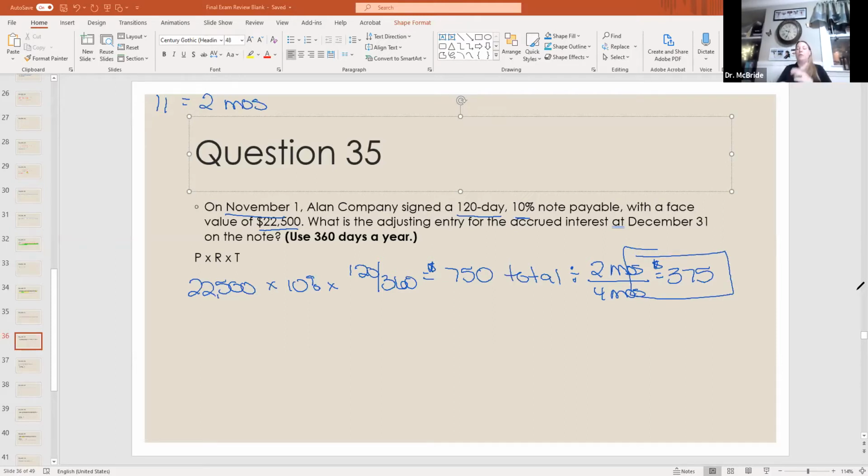And so we need to do the adjusting entry. So we're going to record interest. So make a note because I'll ask you both ways. So this is a note payable. So this is interest expense. Make sure you read carefully that it's not. And then if I have interest expense of $375, but I'm not paying it now, what's my other account? Interest payable.